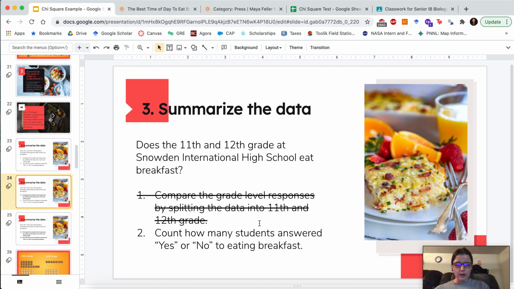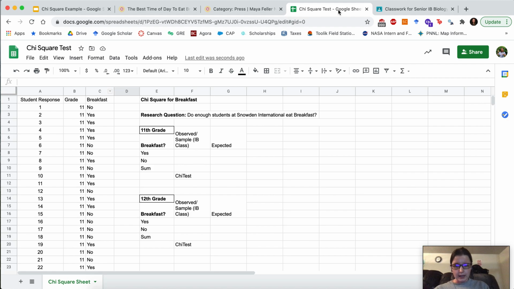Our next step is to count how many students answered yes or no to eating breakfast. Now we went over this a little bit in class. We use something called the COUNTIF function. We're going to put what we calculate into these two cells because this is our observed. So we're going to look at our sample and we're going to see the number of observations we got for yes and the number of observations we got for no. So starting with the first one, remember you can't just copy down the number I write because your data is different.